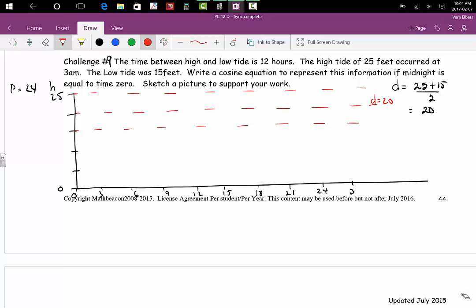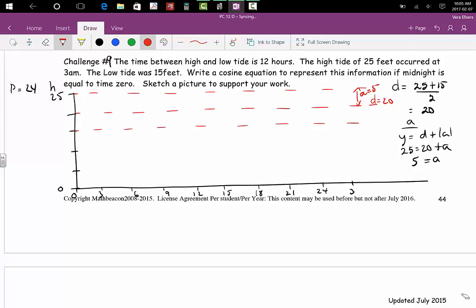And then our amplitude, we're going to use our y max equation. Okay, y is equal to the vertical displacement plus the absolute value of the amplitude. So in place of y, you put 25. In place of d, you're going to put 20, and you're going to solve for a, and you get 5. So we have an amplitude of 5.